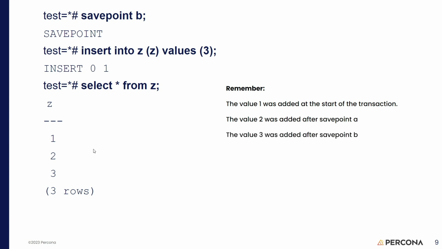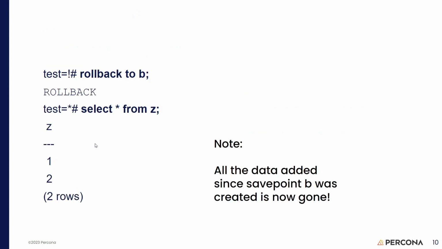I'm kind of hammering this home just so this next point will make a lot of sense. So if we want to roll back to B, get rid of the last insert we did, we type rollback to B. Notice you have to put in rollback to B. You'll get the confirmation it's rolled back. And now if you go back and do our select, you'll see that we have the first two items we put in there. So anything we've done from save point B is now gone.